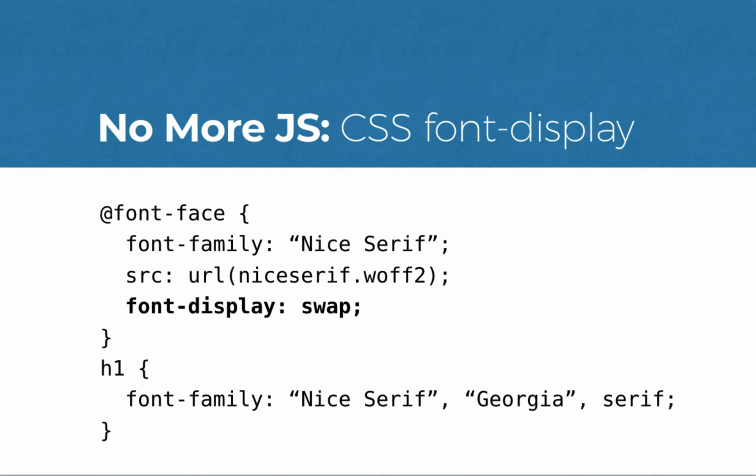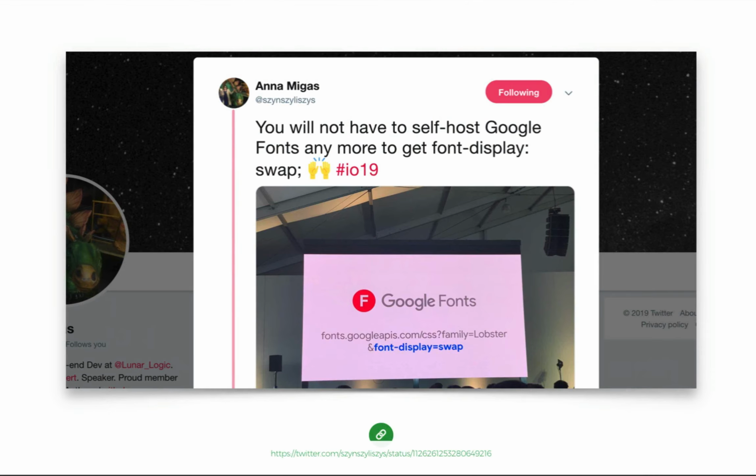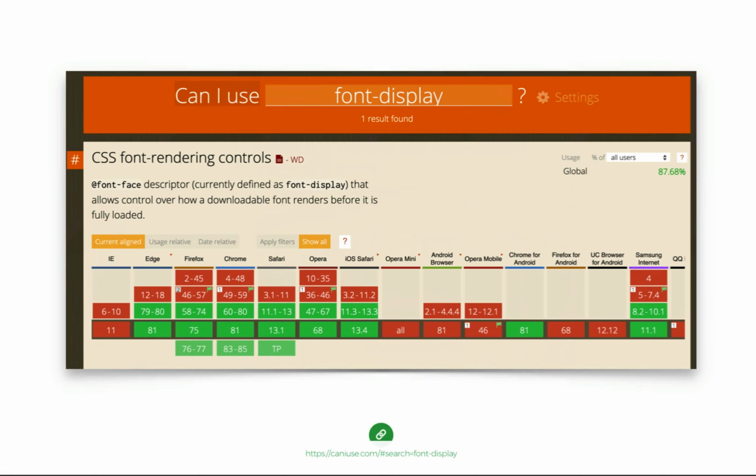So lots of good options with the font display property. And Google Fonts and other services like that support font display swap now too. In the case of Google Fonts, you can just specify that you want it in your font package URL if you happen to use their service. So that's really great. And support for font display is really great now too.